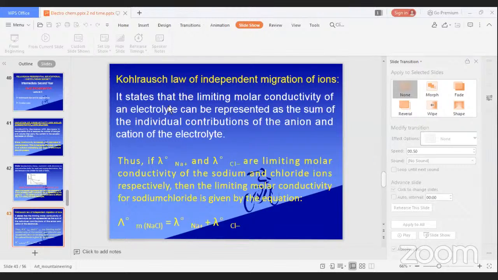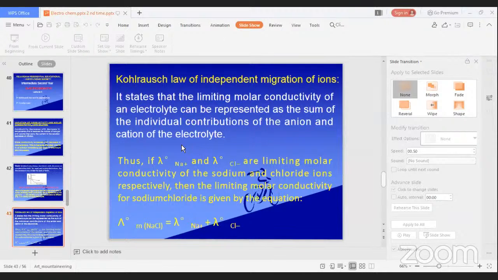Next, Kohlrausch's law, the law of independent migration of ions. What is Kohlrausch's law? What are the applications of Kohlrausch's law? We will discuss that here.